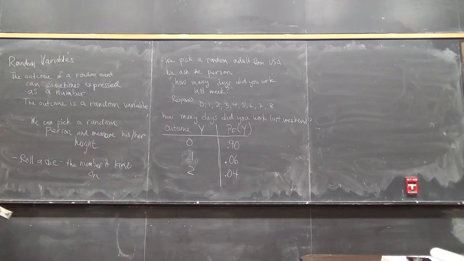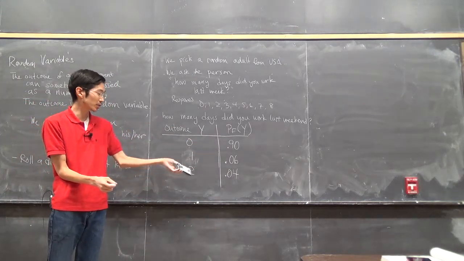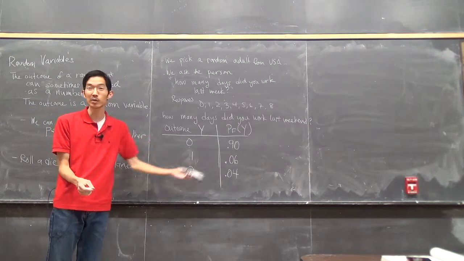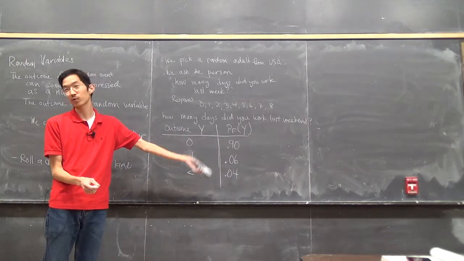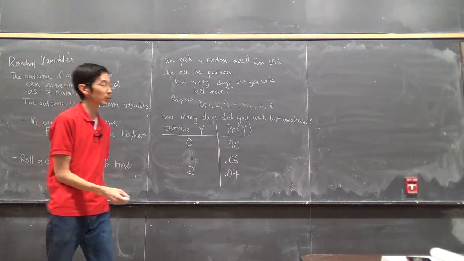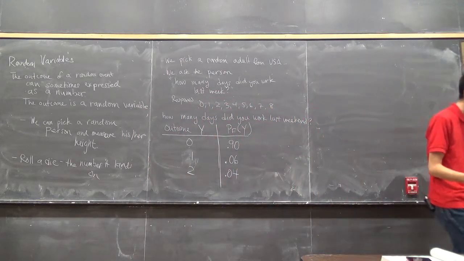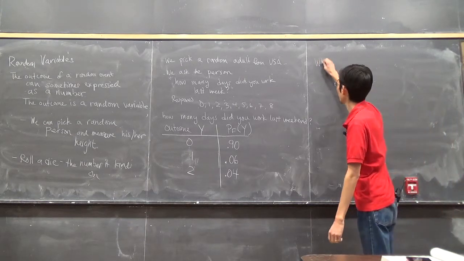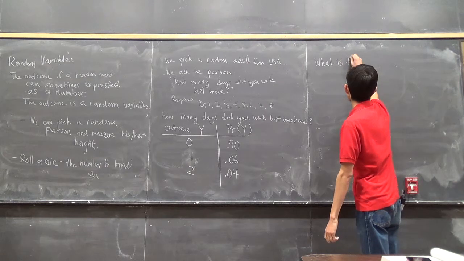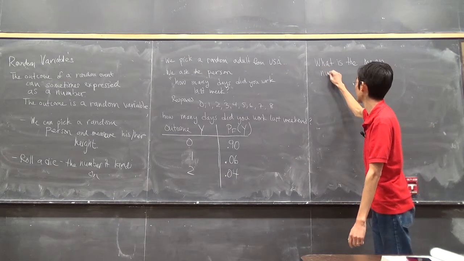Okay, so the probability of selecting someone, and this person saying I worked 0 days, is 90%. The probability of selecting someone at random, and this person saying I worked 1 day last weekend, is 6%. And the probability that a randomly selected person says I worked 2 days last weekend is 4%. Okay, so then I could say, what is the mean number of days that people have worked on the weekend? What is the mean number of days?